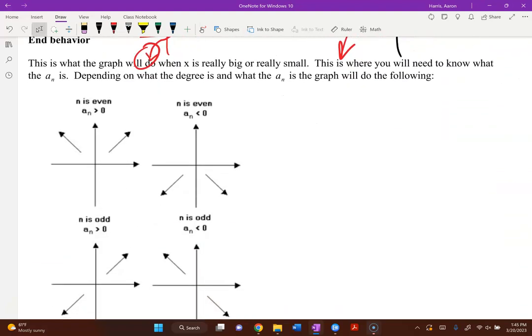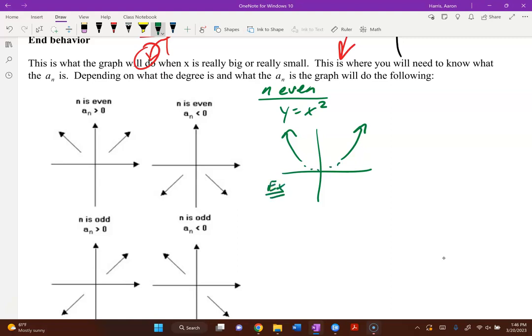If your degree is even, if n is even, I always think about x squared as a great example. X squared goes up to the left, up to the right, doesn't it? So anything like that has a positive leading coefficient, like 3x to the 8th minus 2x to the 7th, blah, blah, I don't know, who cares about the rest? But it goes up to the left and it'll go up to the right, just like x squared does. Okay? So that's called end behavior.